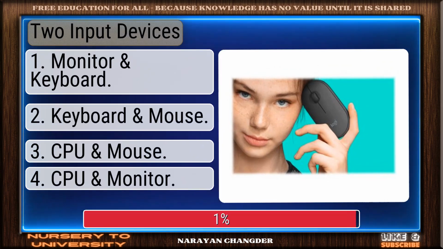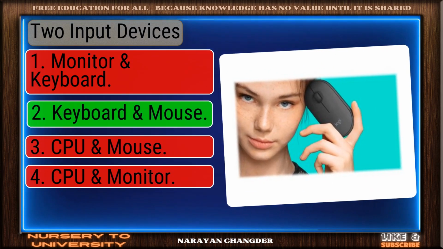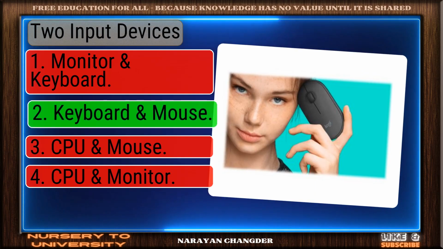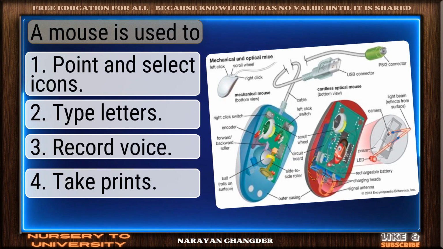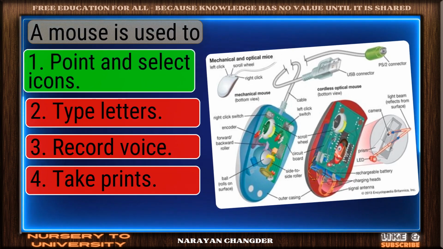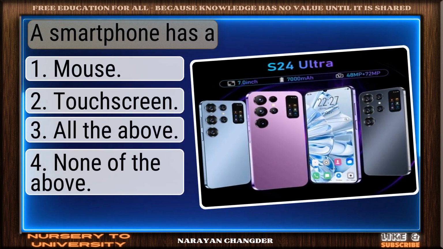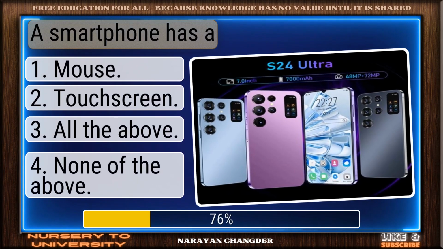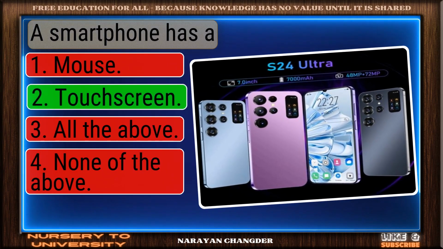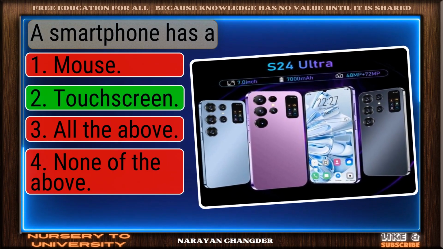Two input devices. Solid response. Keyboard and mouse is a valid choice. A mouse is used to. Nicely done. Point and select icons is a solid answer. A smartphone has a. Nice selection. Touchscreen is the correct and valid answer.